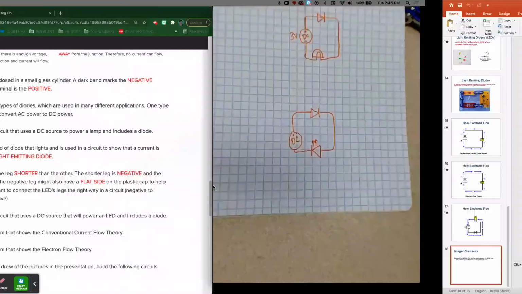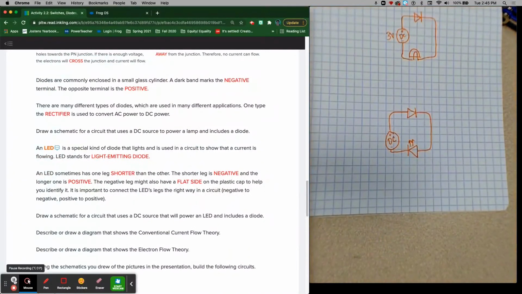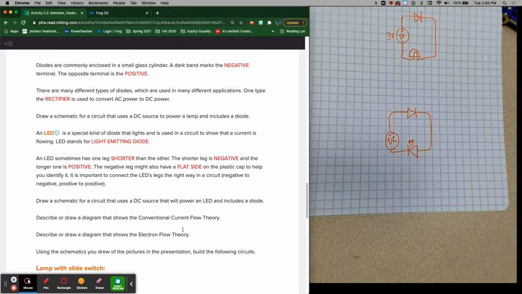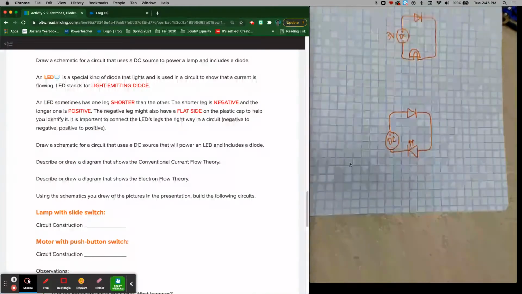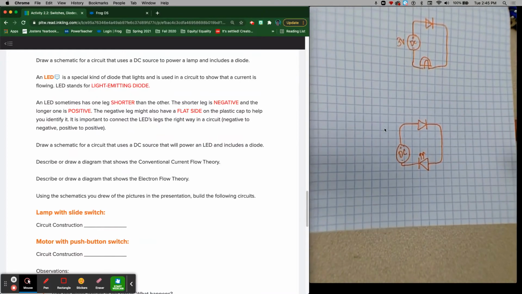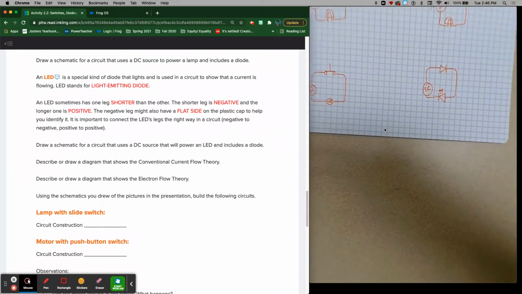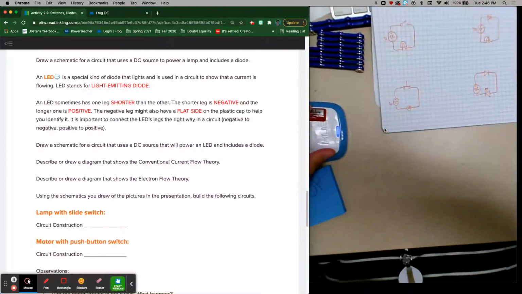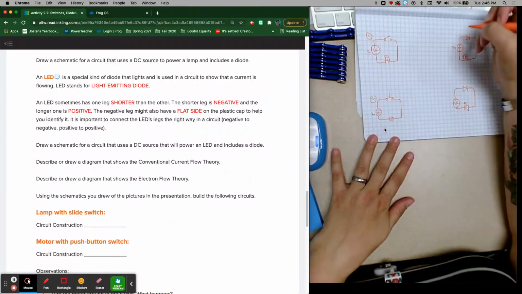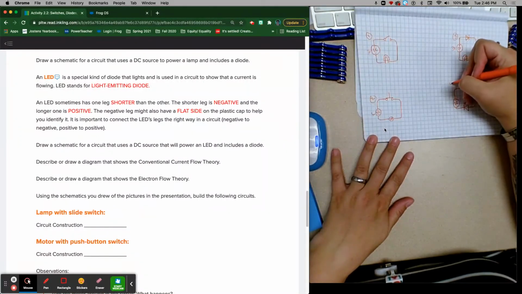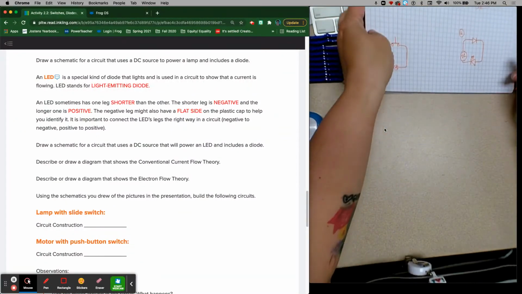So let's go back to our lesson. Describe or draw. You can actually use the diagram straight from the PowerPoint. Using the schematics you drew, you are going to build the following circuits. So let's raise this up a little bit so we have some more space. Okay, this was our first circuit, second, third, fourth.